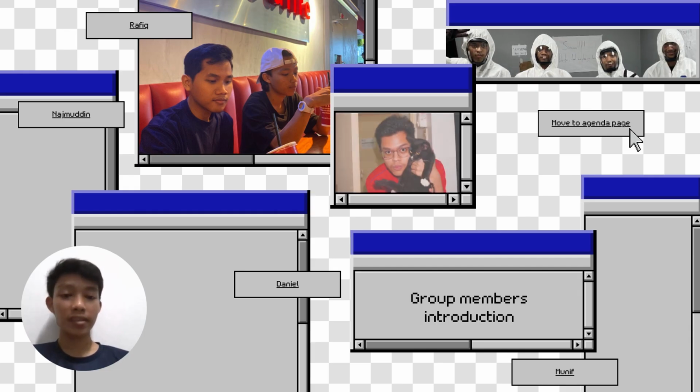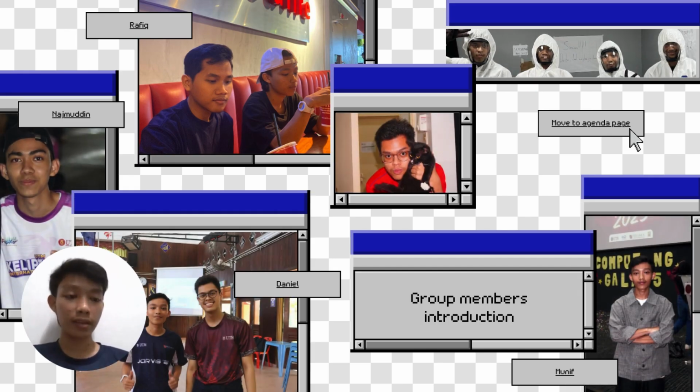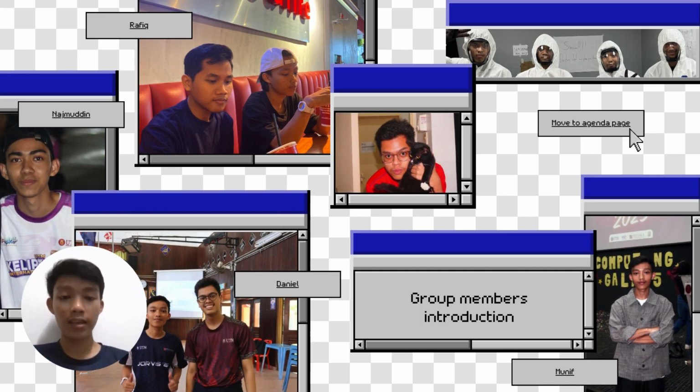So this is our group members. My name is Murif Bahro. I work on the benchmarks and coded the ASM stress test. And this is Rafi. He helped run the test and summarize the result. And then there's Najmuddin, who handled the ASM benchmarking and helped with the video editing. And last but not least, Daniel, who helped mostly with testing, analysis, and presentation slides.